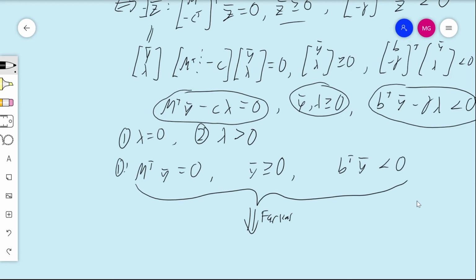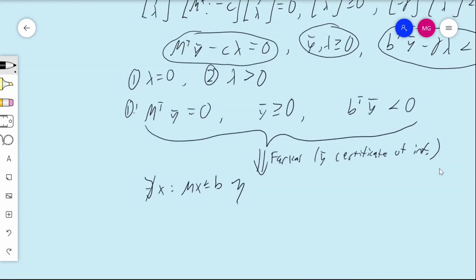that y bar is a certificate of infeasibility. And so that says that there does not exist an x such that Mx is less than or equal to b, and that's a contradiction because, of course, there do exist x. There are x's that satisfy Mx less than or equal to b because we're assuming it's feasible. So it can't have been the case that lambda was equal to 0, because then you would have found that y bar is a certificate of infeasibility.